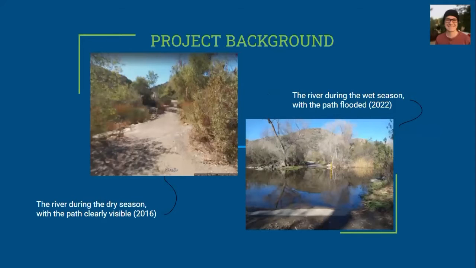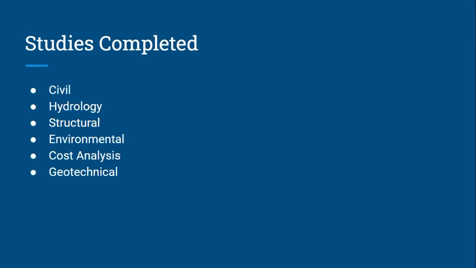A bit of project background. Here's some images at the project site. You can see both where the river is dried up and where the river is flooded. And we are intending to build a bridge on the east side of where that river is on that bottom photo. Here are 6 studies that we completed in order to complete and design this bridge, and you will hear all about these within our project.